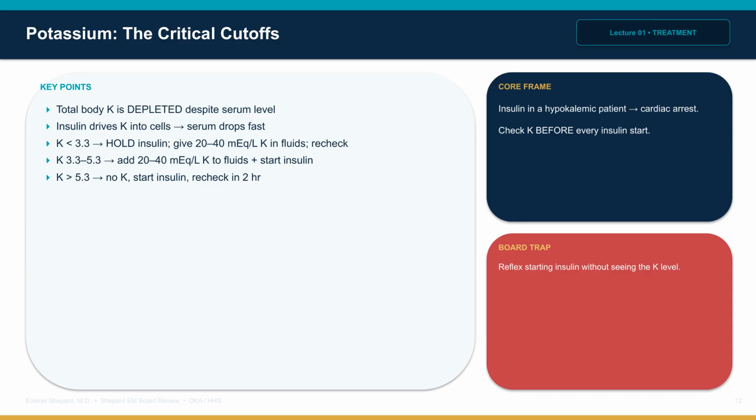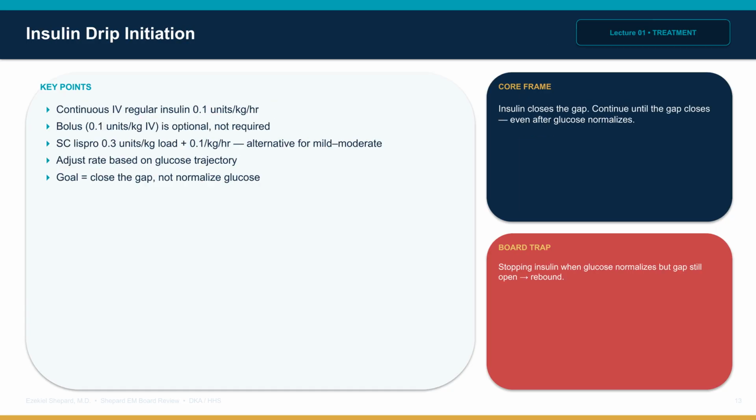The rule is simple. If serum potassium is less than 3.3, do not give the insulin. Replace the potassium first, with 20 to 40 milliequivalents per liter in fluids until the potassium is above the 3.3 threshold. If potassium is in the range of 3.3 to 5.3, add 20 to 40 milliequivalents of potassium per liter of fluid and start the insulin. If potassium is above 5.3, you don't need to give the potassium right away. You just recheck it in 2 hours. The board trap is starting insulin in the hypokalemic patient and precipitating cardiac arrest. Insulin is started only after the potassium decision is made.